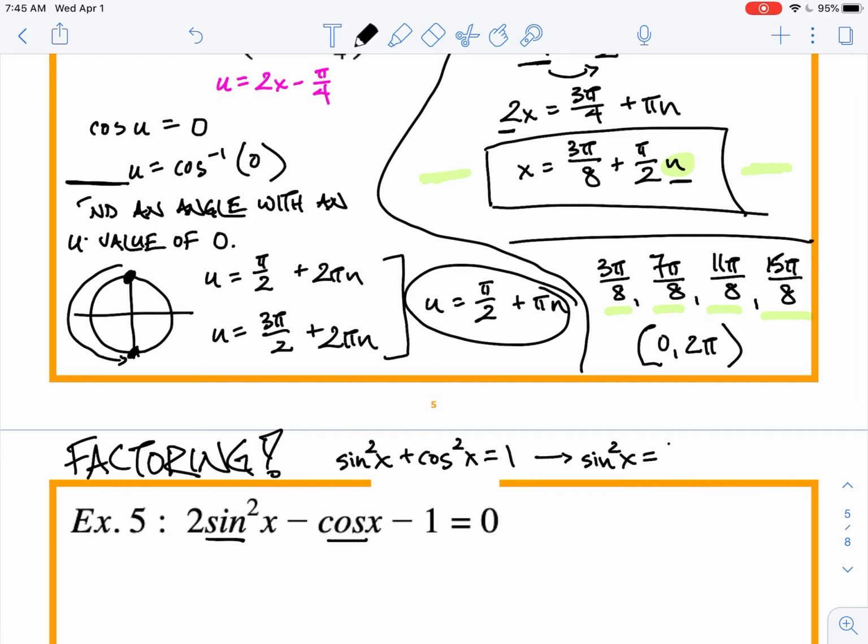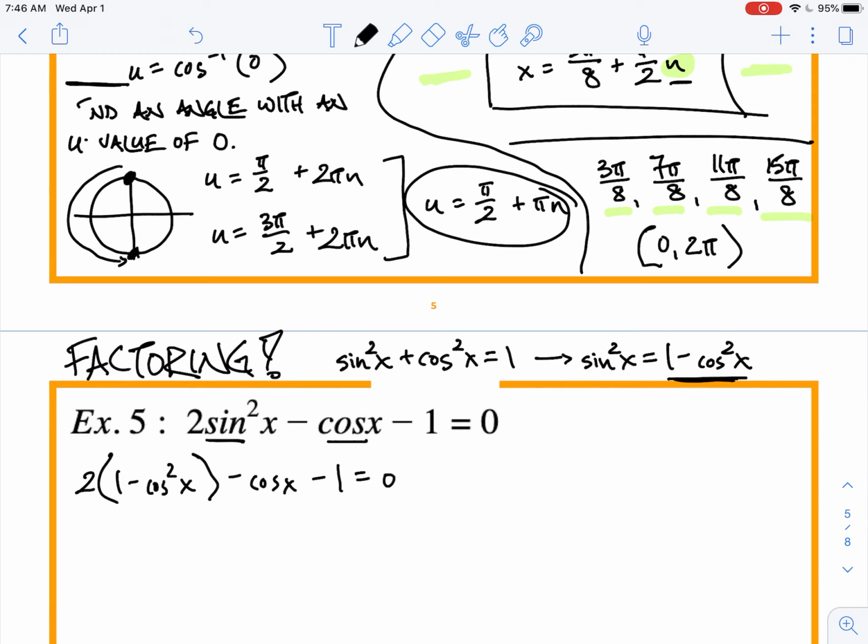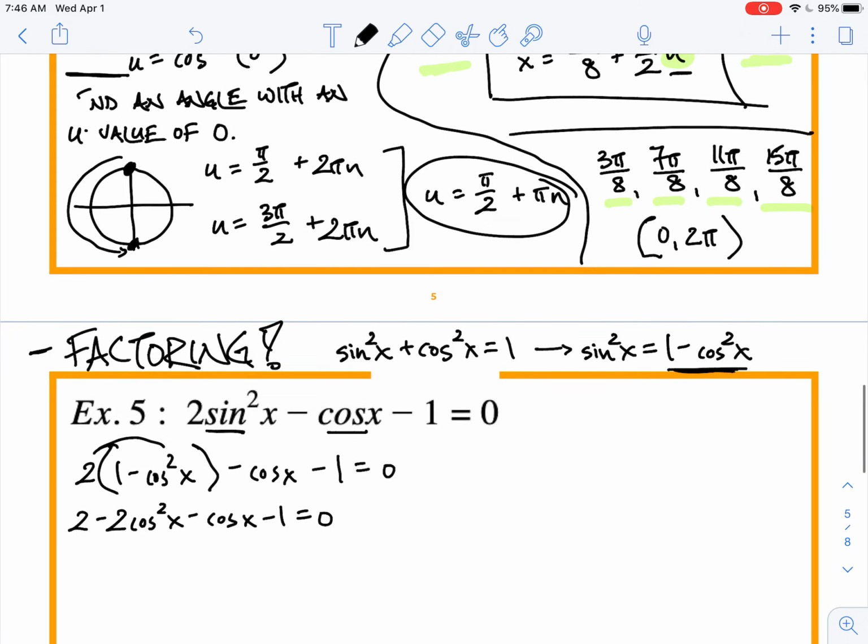Now I see a sine squared x, and so that's making me think I'm going to subtract that cosine squared to the other side, and everywhere I see the sine squared, I'm going to put 1 minus cosine squared. So that's going to give me 2(1 minus cosine squared x) minus cosine x minus 1 equals 0. And now if I distribute, I'm going to get 2 minus 2 cosine squared x minus cosine x minus 1 equals 0. And so everything now has cosine or cosine squared, which is good because now I can use factoring.